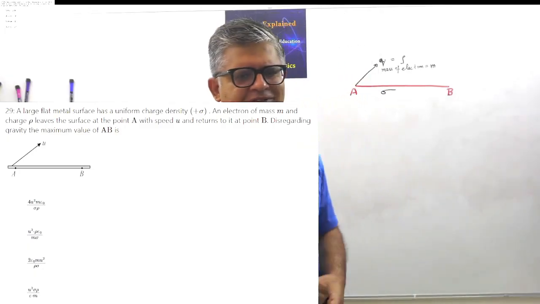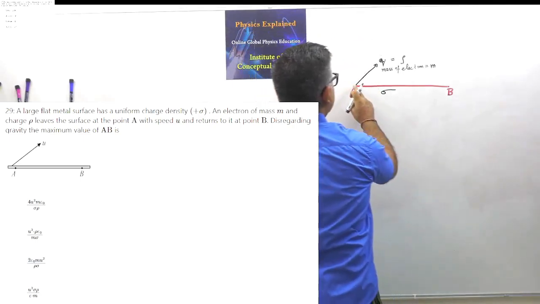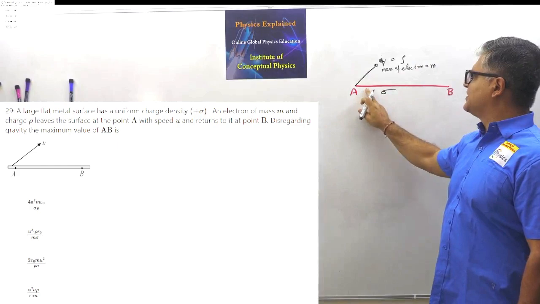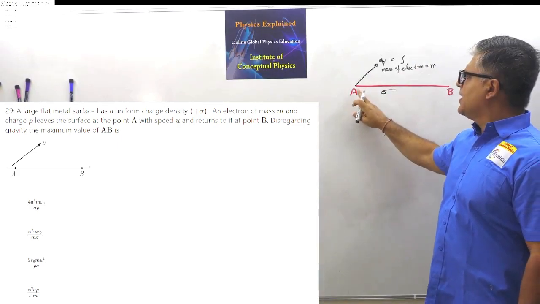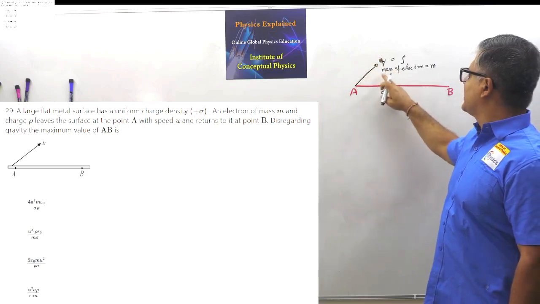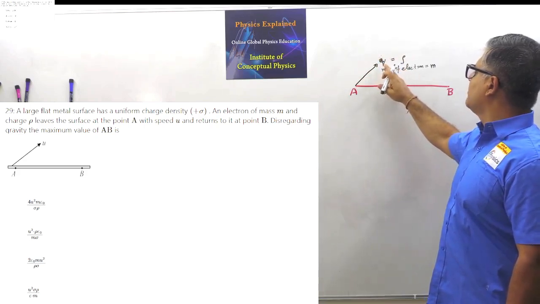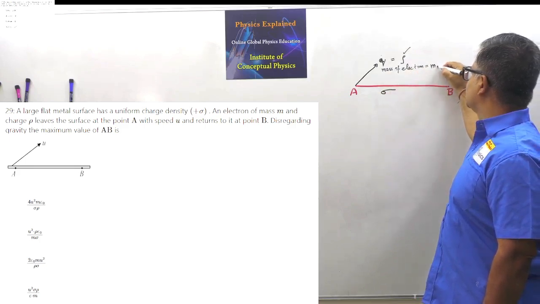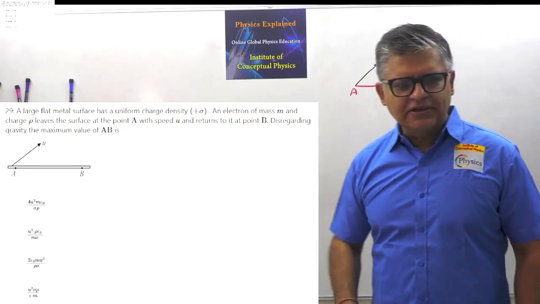All right, so this particular red colored sheet you see is a positively charged sheet. An electron is projected like this, with the charge of the electron being rho and the mass of the electron being n. I think this is what is mentioned in the question.